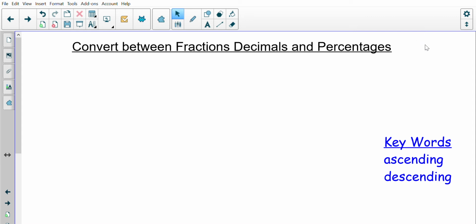So before Christmas, we were looking at how to convert between fractions to decimals and decimals to fractions. Today, we're going to incorporate percentages in that by looking at how we convert between fractions, decimals and percentages, and how we can use that to order numbers written in a mixture of these forms.